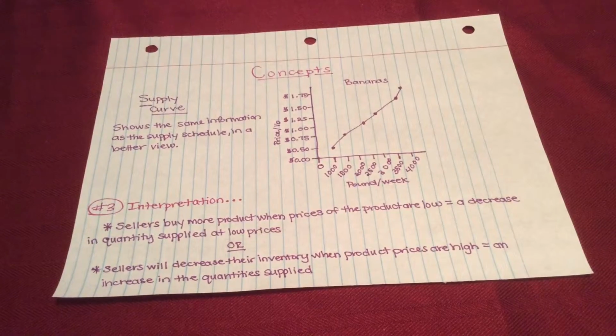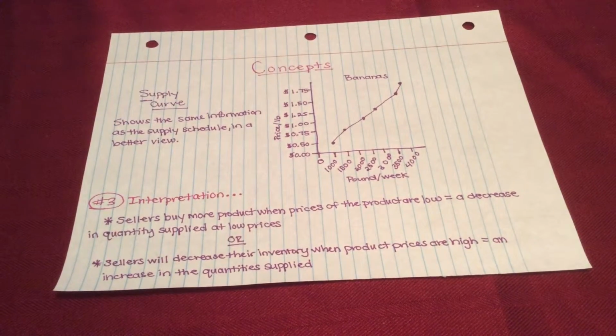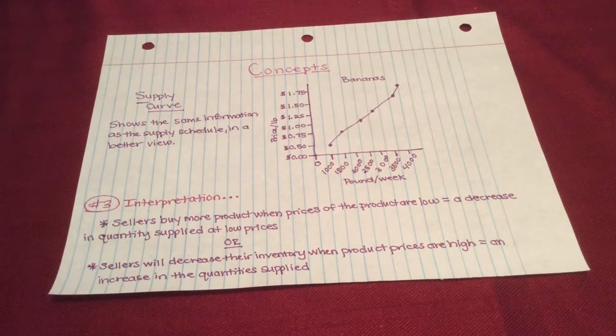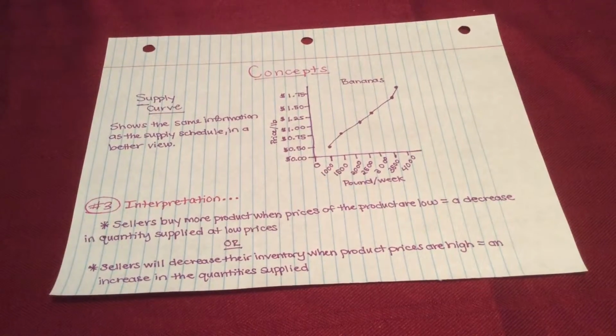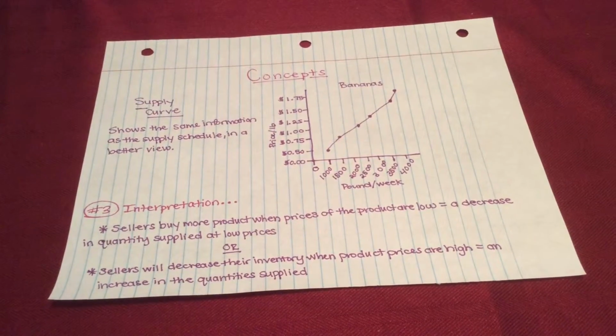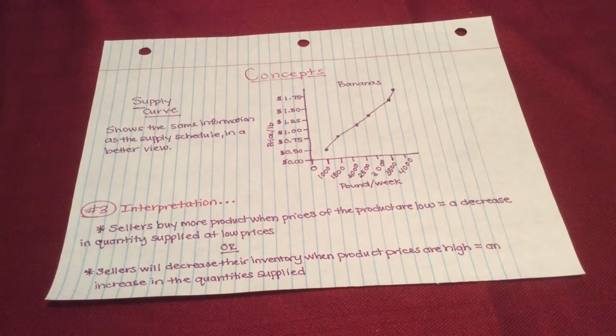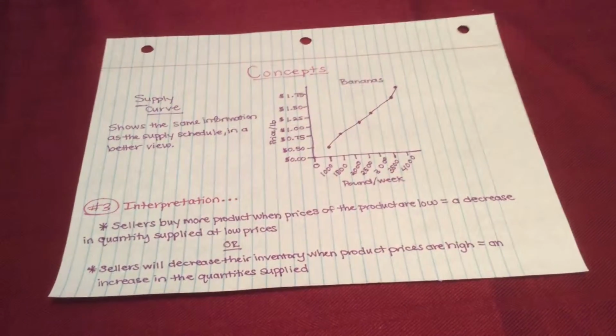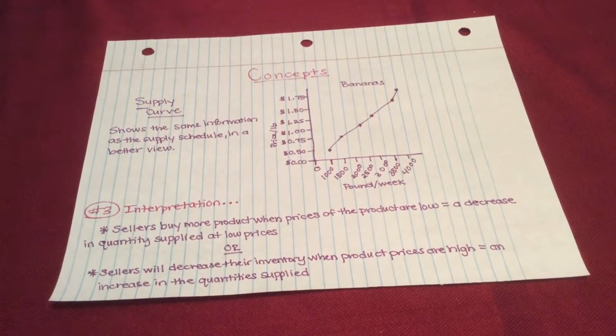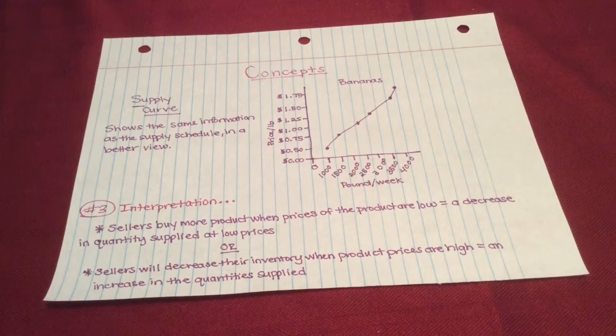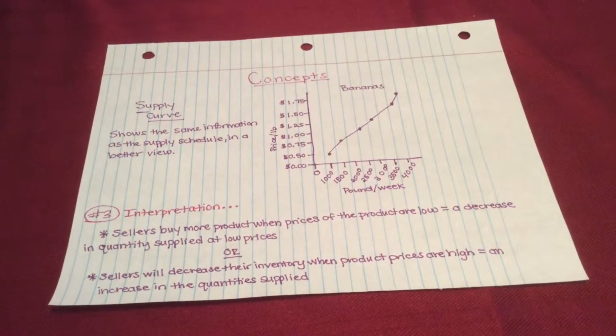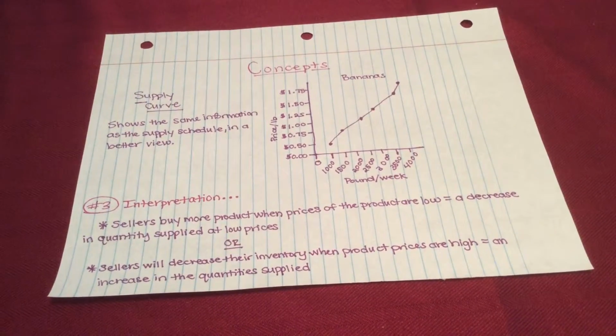The last part there is showing the same section: the sellers will decrease their inventory when product prices are high. They're not going to want to have as much inventory if they're having to pay a very high price for their product. And so in turn, it shows an increase in the quantities supplied.